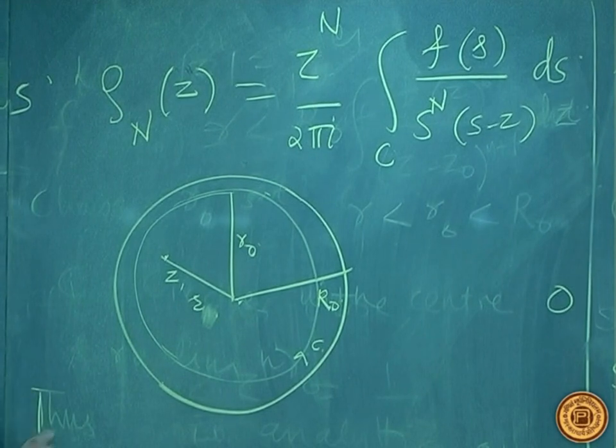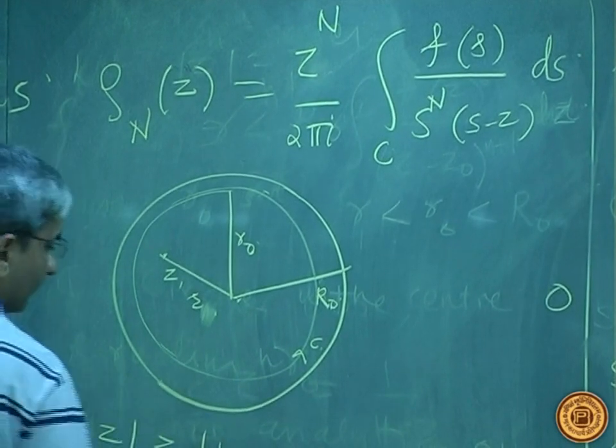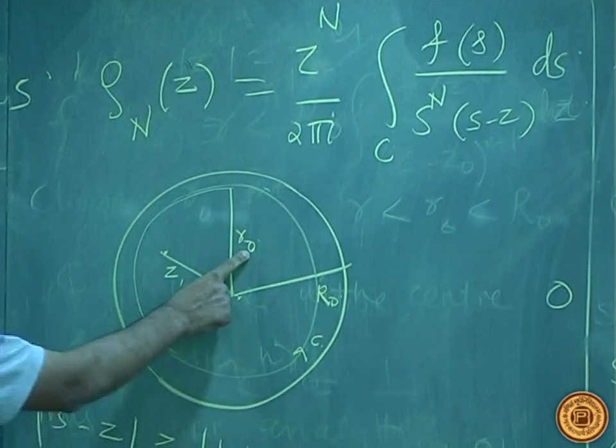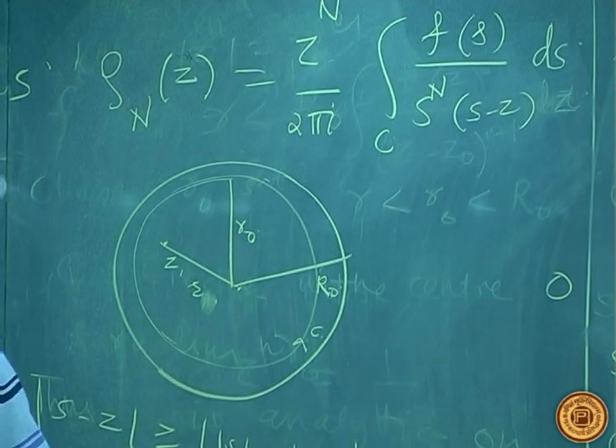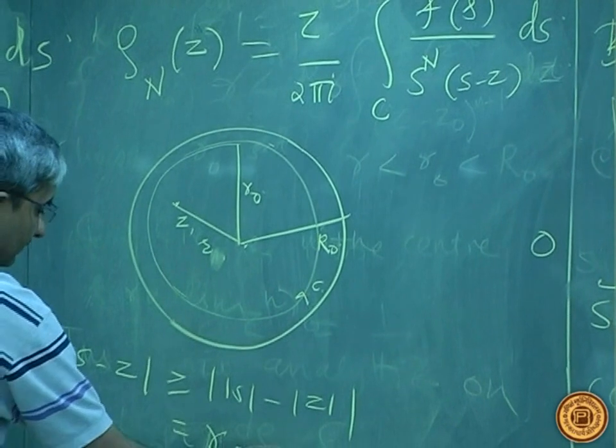So mod of s minus z is bigger than or equal to mod s minus mod z. So mod s is R naught, but then this is bigger than this, so I can directly write R naught minus R.